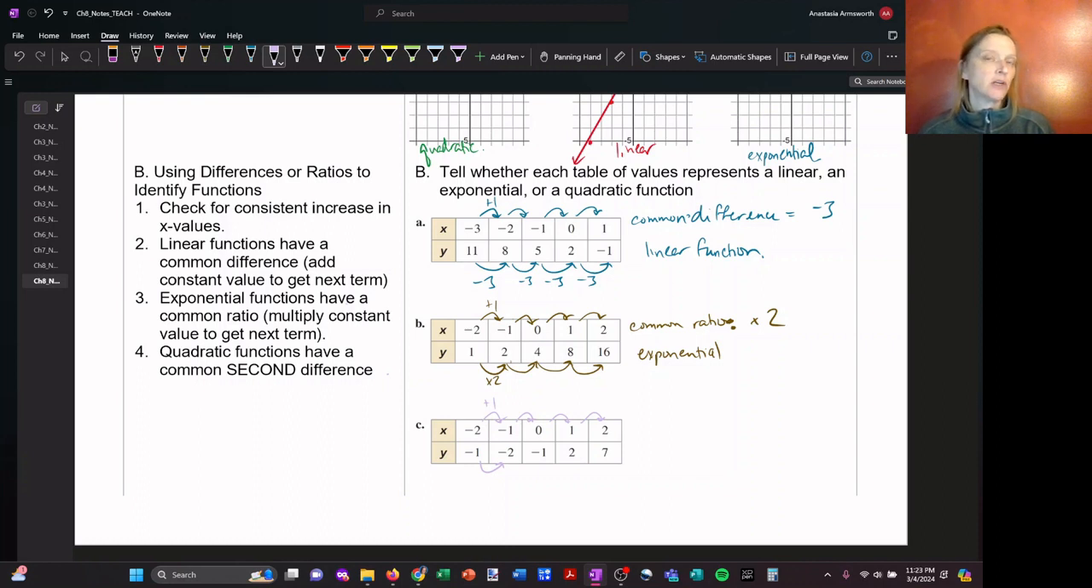But yet, I'm still going to write down what the difference is in each step. Not a common difference, but what the difference is in each step. So here I seem to be subtracting 1. And then here I seem to be adding 1. And here I seem to be adding 3. And here I seem to be adding 5.